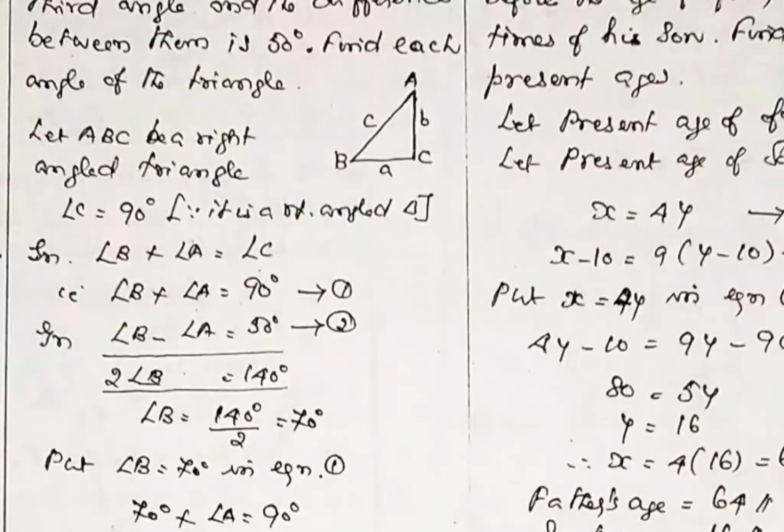So two ideas they have given. The sum of two acute angles is equal to the third angle. That is one equation: angle B plus angle A is equal to 90 degrees, and angle B minus angle A is equal to 50 degrees. They are telling the difference between the angles is 50 degrees. Solve the equations. Angle B, angle A you will get.